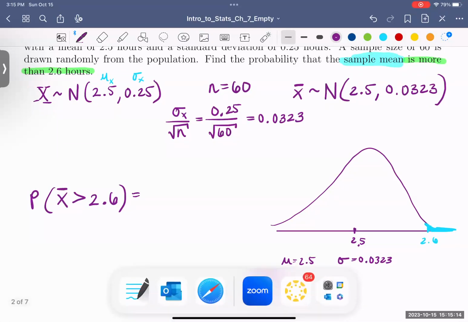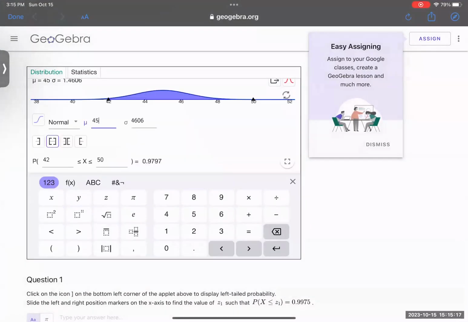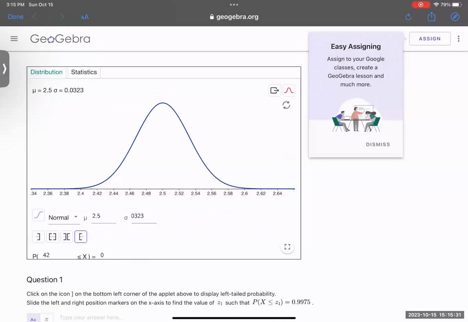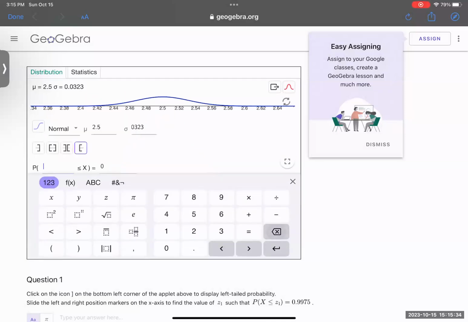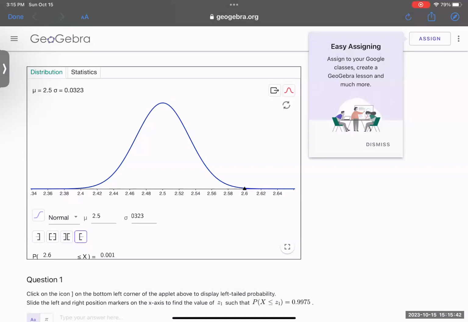Let's go to our online calculator and check it out. We have a mean of 2.5. We have a standard deviation of 0.0323. And then I want to look at the shading to the right, and I want to look at the value 2.6. It's a little hard to see, but you can see where that little arrow is. Oops, I just moved it, so I'm going to have to move it again. But this arrow, wow, I didn't know we could drag these. How cool. That's a new feature.